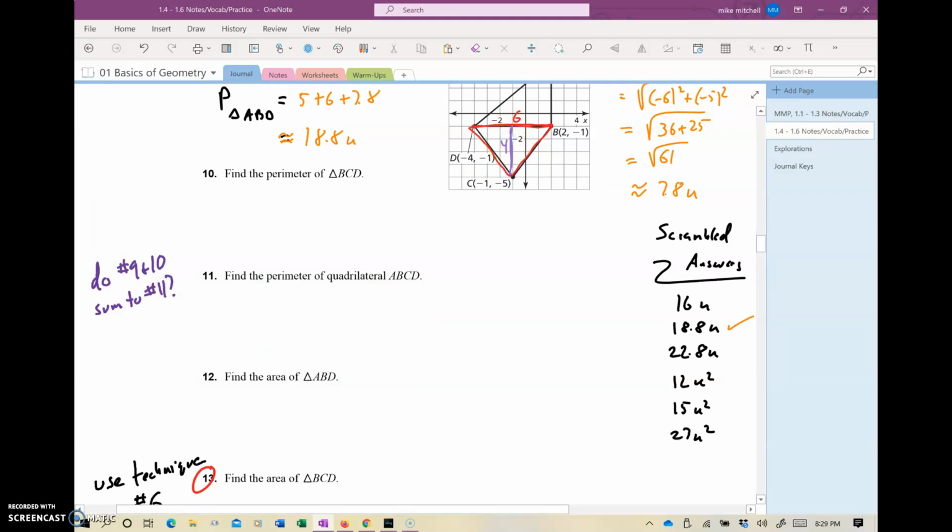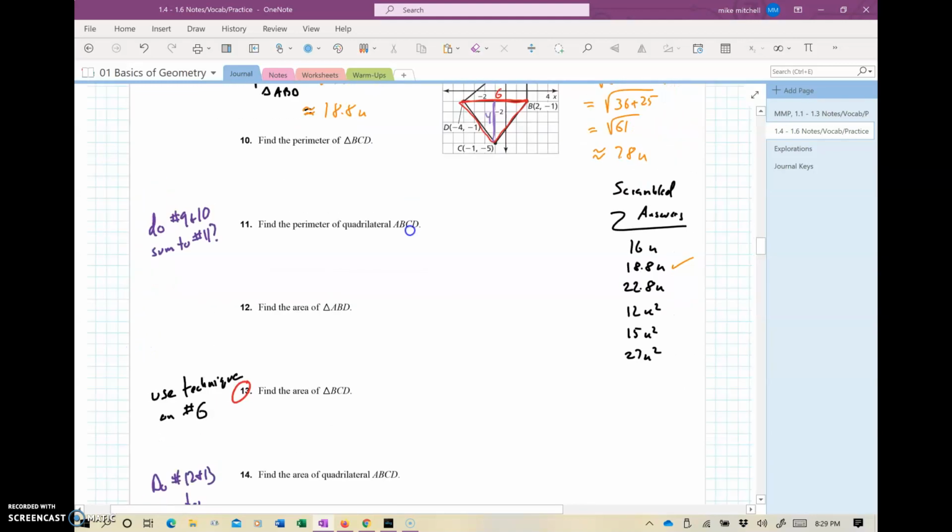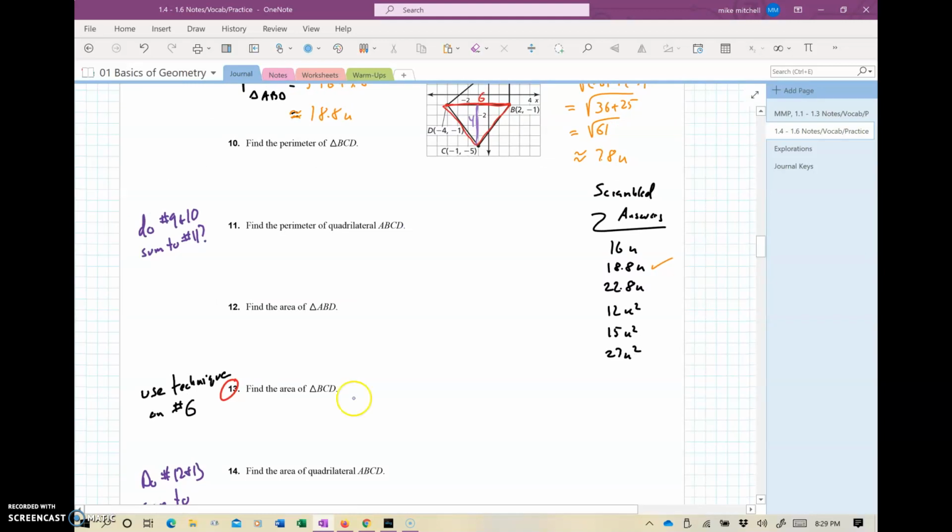Okay? So to find the area of BCD, I got to shrink this down a little bit here. Area of that triangle BCD equals 1/2 times 6 times 4. That's 3 times 4. That comes out to 12 units squared. We can see the answer right there.